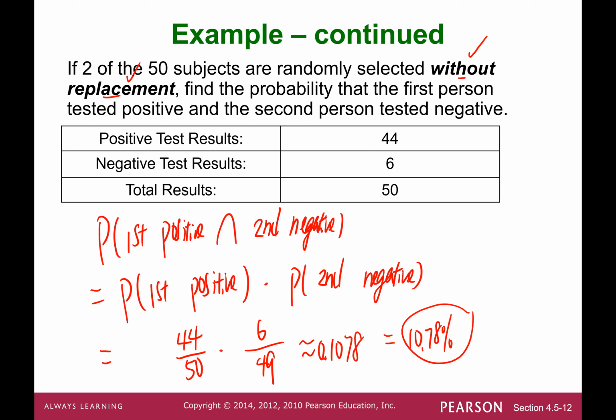Okay. And in the case with replacement, that means you pick the positive test subject and put it back. So the total result still remains 50, right? That's the opposite case, but we do not talk about that in this example. This one is just about without replacement. Okay. Any question on this? So you apply the multiplication rule, assuming they are independent.